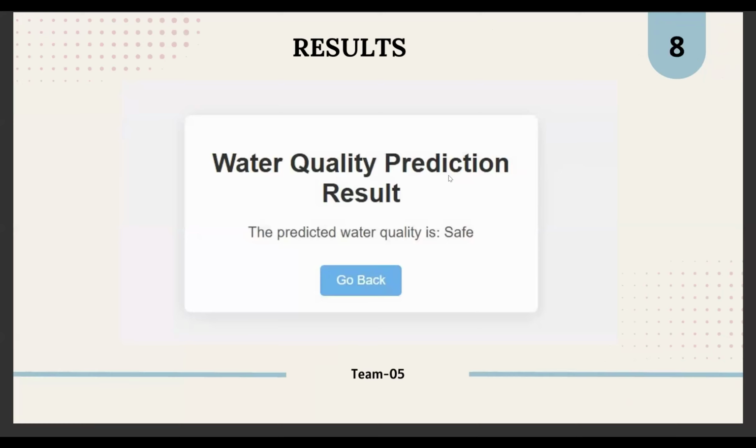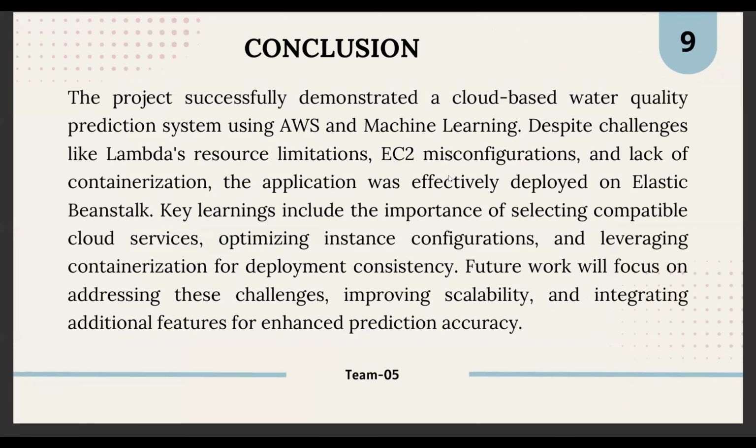So, in conclusion, to summarize everything, we built a machine learning based water quality prediction system integrated into a Flask web app, deployed using AWS Beanstalk, achieved 92.7% accuracy using an SVM model, tackled real world deployment challenges, and learned a lot about cloud architecture.